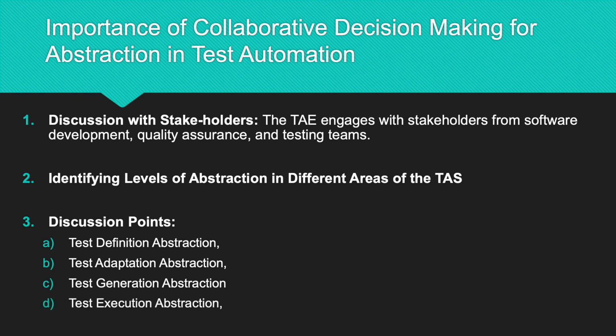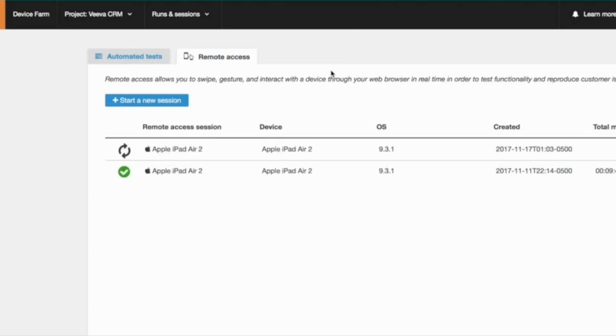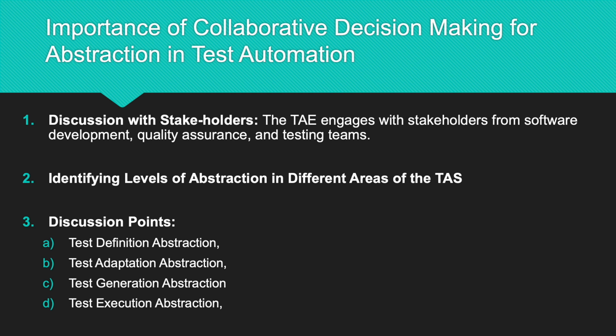Consider a scenario where we are automating testing for a mobile banking application. In this case, we abstract the test execution layer by using a cloud-based testing platform such as AWS Device Farm or Firebase Test Lab. Instead of setting up and maintaining physical devices or emulators locally, we leverage the abstraction provided by these cloud-based services. This abstraction also facilitates parallel execution of tests, leading to faster feedback cycles and improved test coverage.